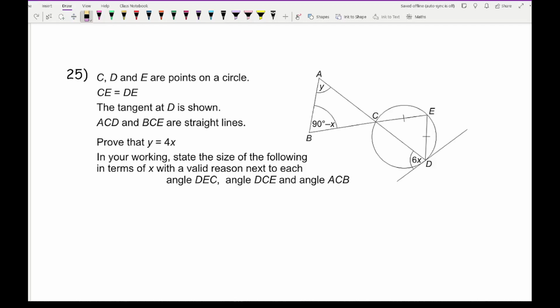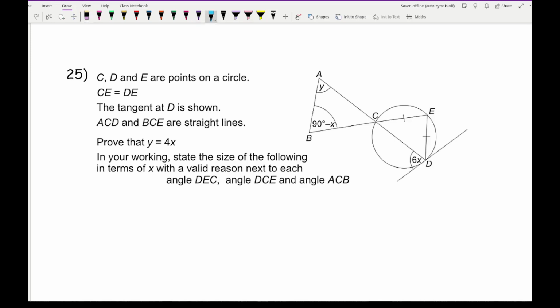So moving on to question 25, it says C, D and E are points on a circle. CE equals DE and the tangent at D is shown. ACD and BC are straight lines. Prove that y equals 4x. In your working, state the size of the following in terms of x with a valid reason next to each angle. So we've got angle DEC, angle DCE, and angle ACB. So let's do this bit first.